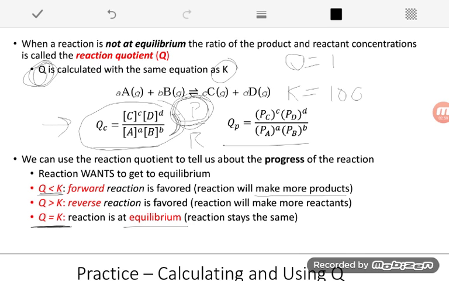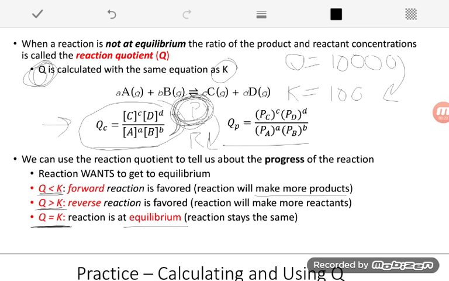If on the other hand, Q is too big, let's say Q was 10,000, whereas K was 100. In that case, Q is too big, and if I look at this ratio again, products over reactants, if Q is too big, that means my products are too big. I have too many of them. So I need to make this piece on bottom larger to reduce my number down to what it should be.